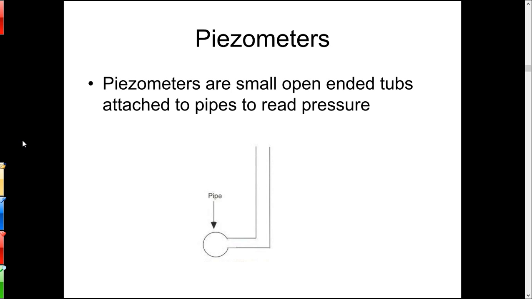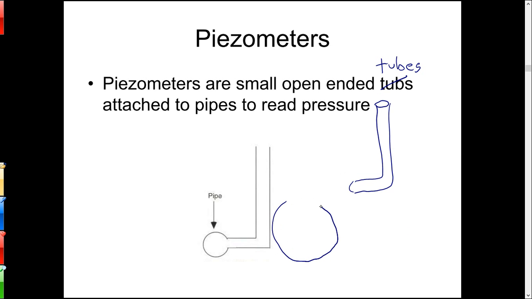Okay, so piezometers are small open-ended tubes. They're not tubs, they're tubes. They're attached to pipes, and their purpose is to read pressure. That sketch there really isn't the best. A piezometer would just be a small tube, kind of like that, and then that would fit into a larger pipe, okay? What you're doing is looking at how far the fluid goes up in the piezometer tube, and that will get you an indication of what the pressure is in the pipe. That's the idea with these, okay?